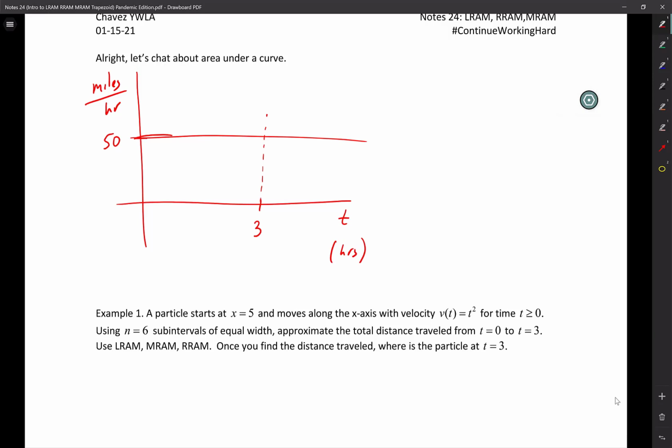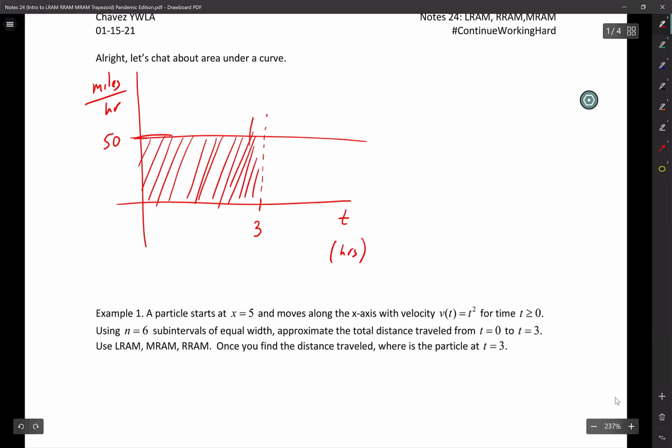150. Yes. Viacana answered correctly. She told me that in 3 hours, I travel 150 miles. Here's what I want you guys to observe. Does this area equal 150? Yeah. Yes, I hope that you guys are saying yes to yourselves.